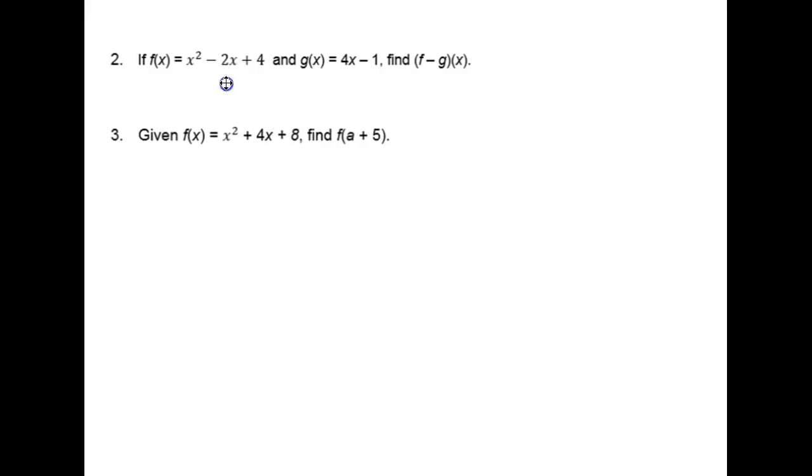Right here, you're going to subtract f minus g. Just make sure that when you subtract function g, that you are subtracting all of it. So you need to make sure that you not only subtract the 4x, but you're also subtracting the negative 1, which makes that a positive 1. So when you simplify all your like terms, I believe you end up with x squared minus 6x plus 5. So make sure you're able to get that answer.